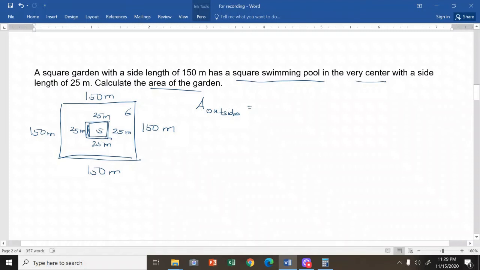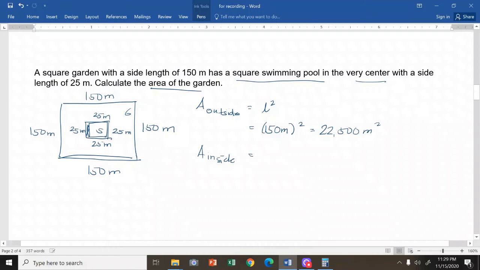So, since this is a square, so formula natin is L squared. So, this is now equal to 150 meters squared. So, answer dito is 22,500 square meters. Now, let's compute naman yung area inside.